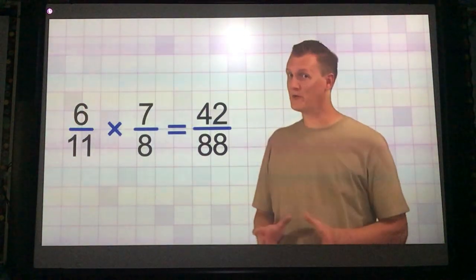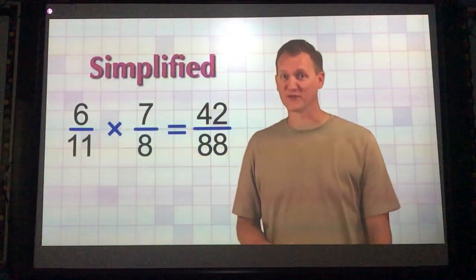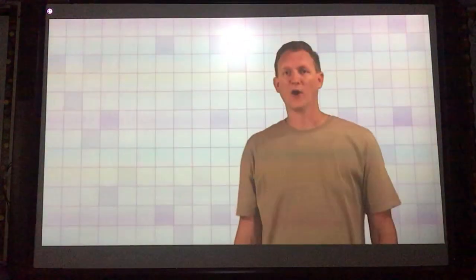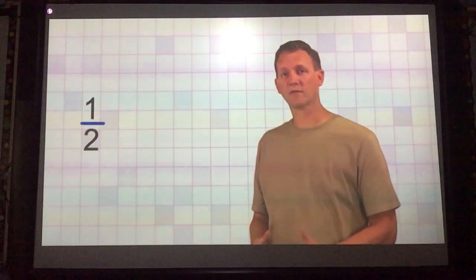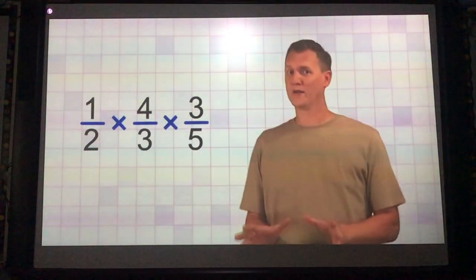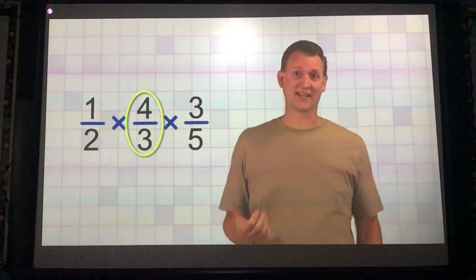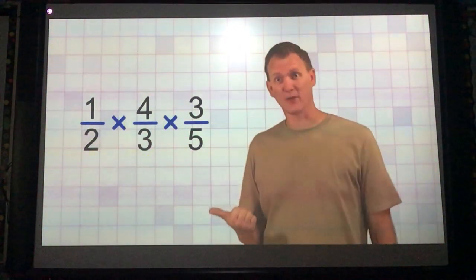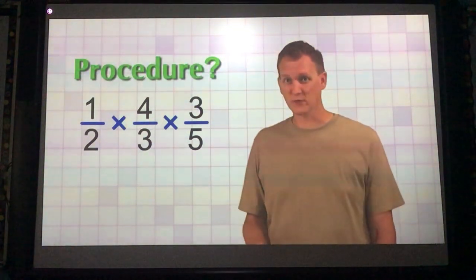Now some of you might see that this answer could be simplified, but we'll save simplifying fractions for another video. All right, let's see one last example. Here it is: 1/2 times 4 over 3 times 3 over 5. Wait a minute, this has 3 fractions multiplied together, and the middle one looks like an improper fraction because its top number is bigger than its bottom number. Does our procedure work for this problem too?